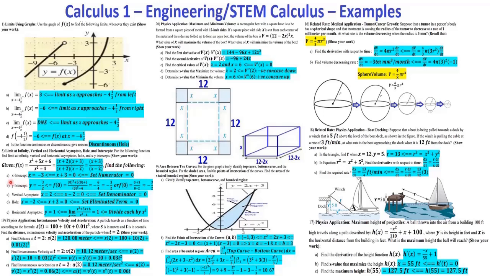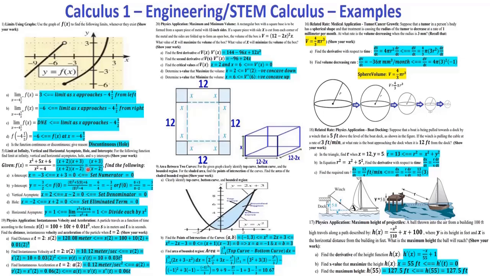So to find the x-intercept, you simply set the numerator equal to 0, which is x plus 3 equals 0. That is x equals minus 3. Then to find the y-intercept, you simply put x equal to 0. So 0, 0 here, that is minus 3 over 2. Then to find the vertical asymptote, we simply set the denominator equal to 0, which is x minus 2 equals 0. That is x equals 2.